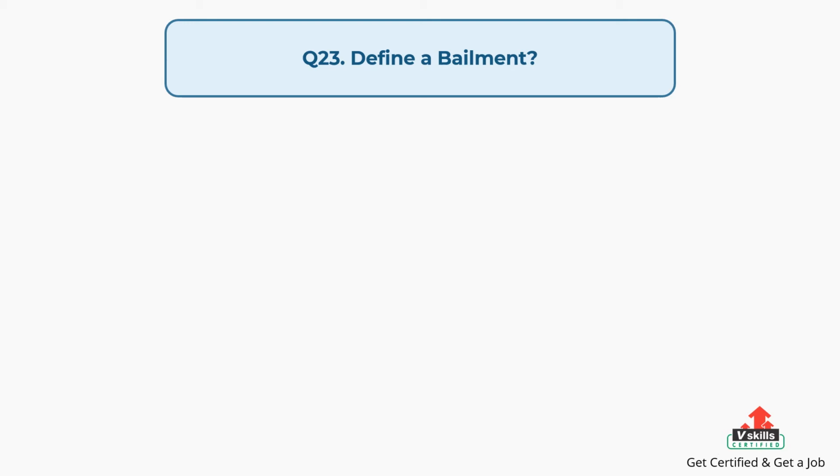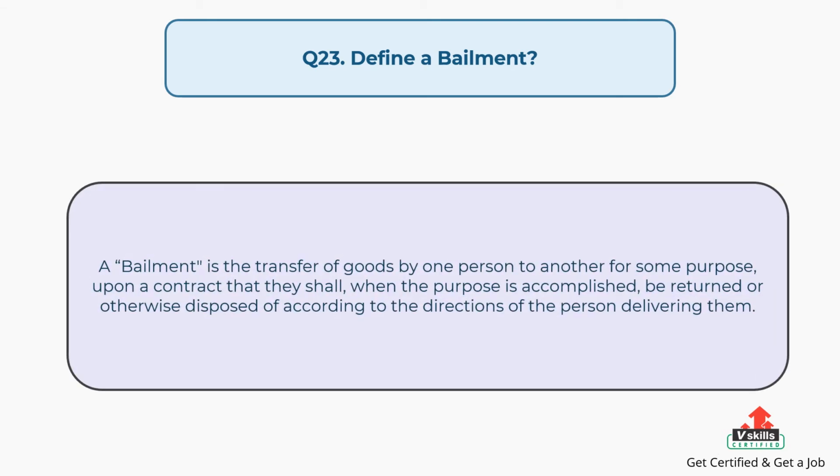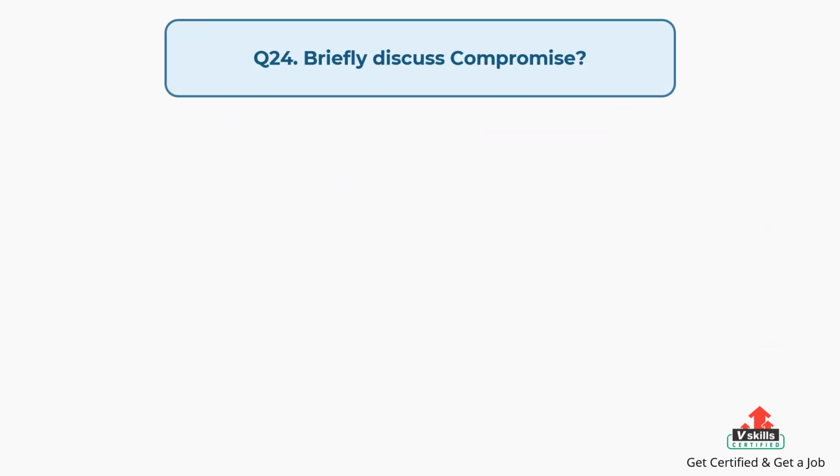Question number 23. Define a bailment. The answer is, a bailment is the transfer of goods by one person to another for some purpose, upon a contract that they shall, when the purpose is accomplished, be returned or otherwise disposed of according to the directions of the person delivering them.